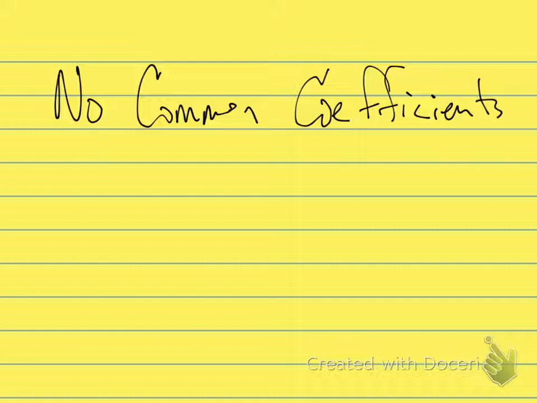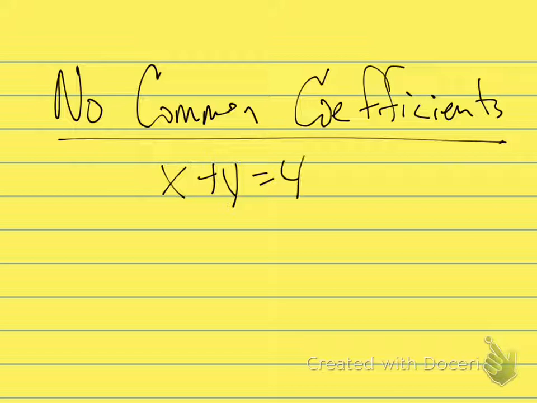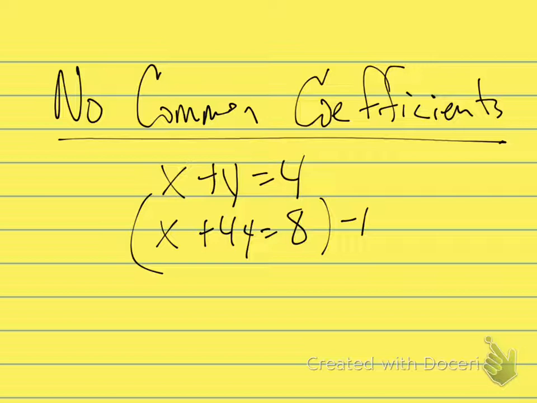Today we're going to work on systems of equations, where two lines cross, when we have no common coefficients. So far, we've had common coefficients on everything, like x plus y equals 4 and x plus 4y equals 8 or something, and we're multiplying by -1 so that things cancel. Well, what if things don't cancel? The cool thing is we know math, so we can make things cancel.